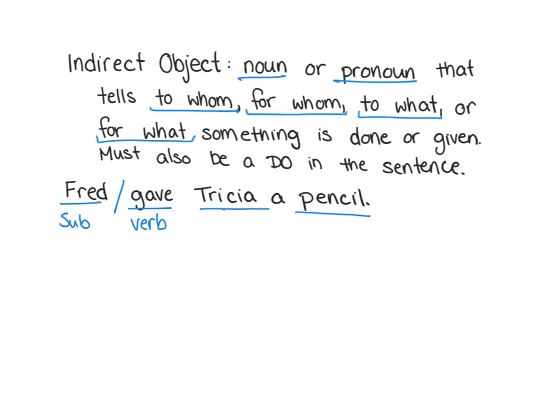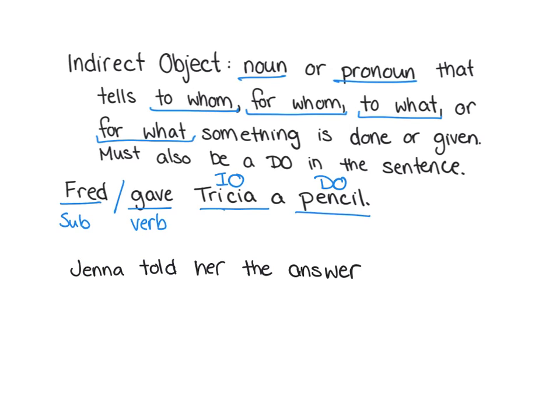So what did Fred give? To figure out the direct object, we ask our question, what or whom? So what did Fred give? Fred gave a pencil. So pencil is going to be our direct object because the pencil is what was given. To figure out the indirect object, we can say, okay, who was the pencil given to? To whom? To Trisha. So Trisha will be your indirect object. So we mark that with an IO.